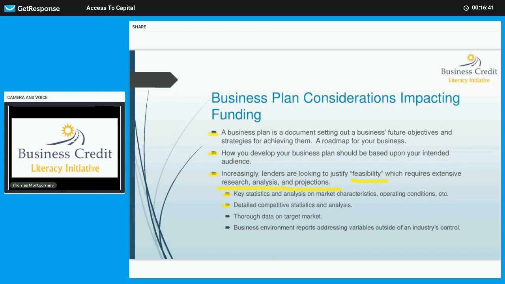Detailed competitive statistics and analysis, thorough data on target market, and then also looking at those environmental factors that are beyond your control. So again, we can help you with all of this, but what's important to take away from this slide: have a business plan that's appropriate for your audience and use some good hard data. In many cases, it needs to be from an independent third party for it to be considered credibly from the lender or investor's perspective.